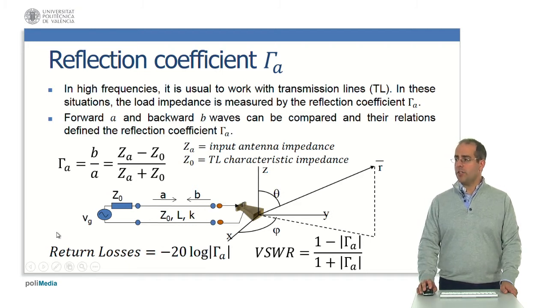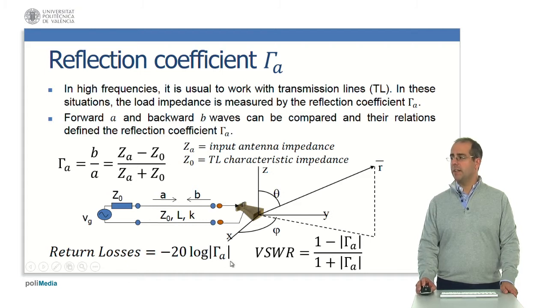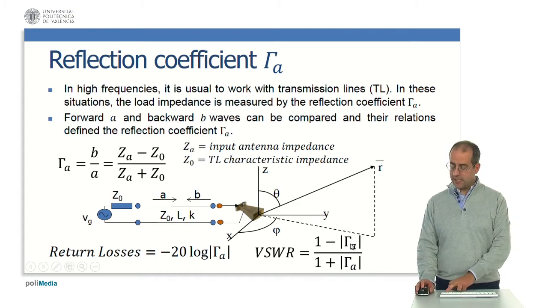Another parameter, the return losses, is equal to minus 20 logarithmic the absolute value of the reflection coefficient that we have here. We can also define another parameter, which is the voltage standing wave ratio. As we see here, it is dependent on the absolute value of the reflection coefficient.